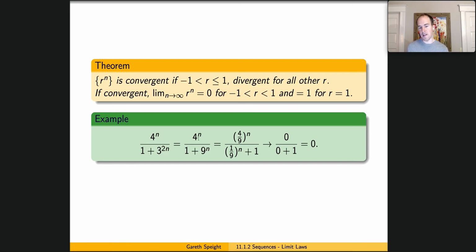And now we have something that goes to infinity on the top, something that goes to infinity on the bottom. So we are going to want to rewrite this in some alternate way. For instance, we can divide top and bottom by 9 to the n. If we divide top and bottom by 9 to the n, we get 4 over 9 to the n divided by 1 over 9 to the n plus 1. Now we have two geometric sequences with ratio -1 less than r less than 1. Right, 4 over 9 to the n is going to go to 0, 1 over 9 to the n is going to go to 0. We have something that goes to 0 divided by 0 plus 1. That's going to go to 0.